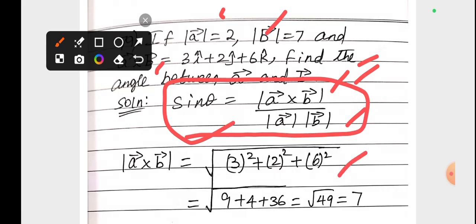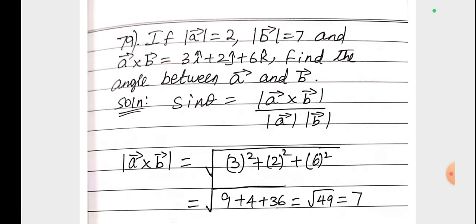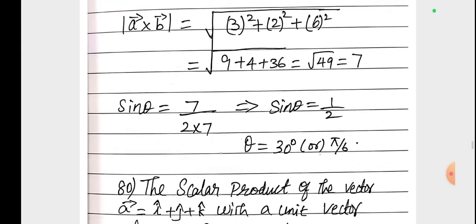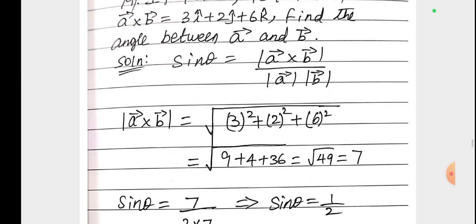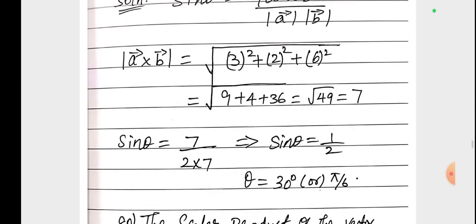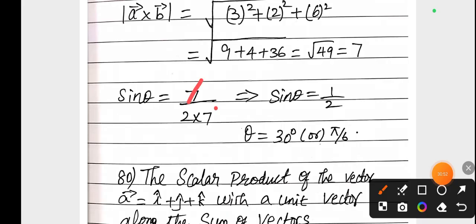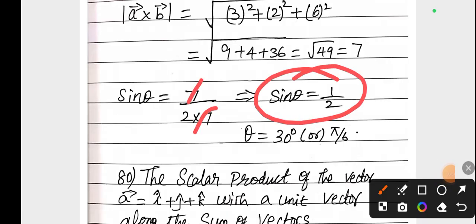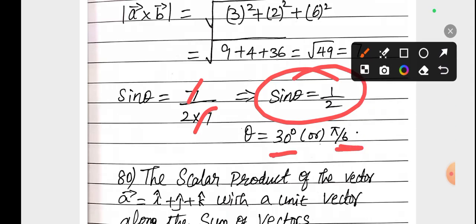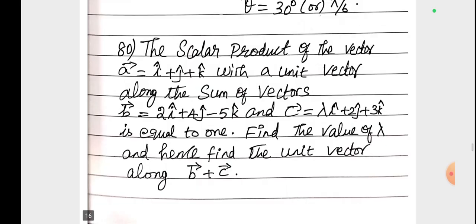Magnitude, you do root over 3 square plus 2 square plus 6 square. So we get root 49, that is nothing but 7. Then find the magnitude of A vector and the magnitude of B vector separately. I think they have given them literally, so just substitute, that is enough. 7 and 7 get cancelled. Sin theta is 1 by 2, that is nothing but 30 degrees, or we may call it in radians pi by 6. In an MCQ, write what they have given, children, that is enough.